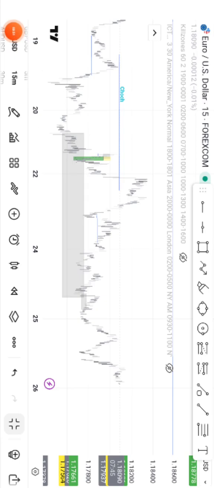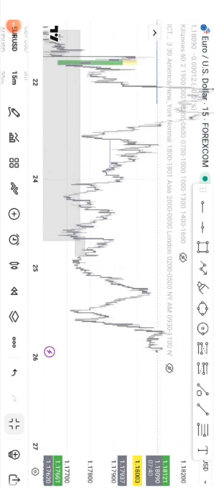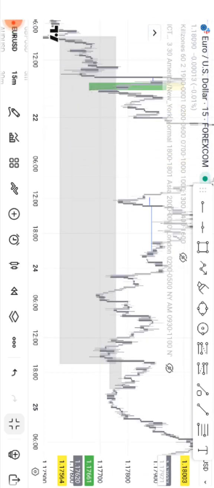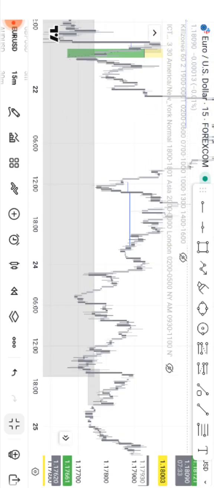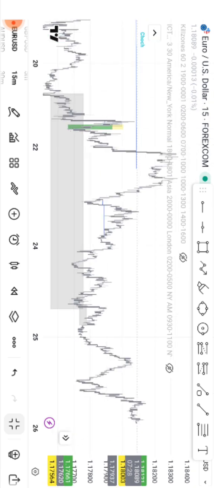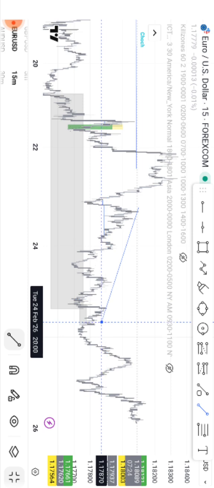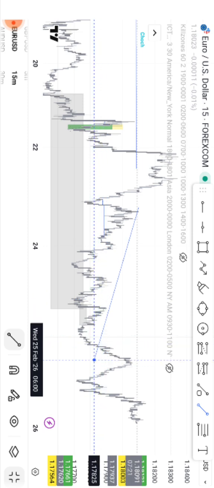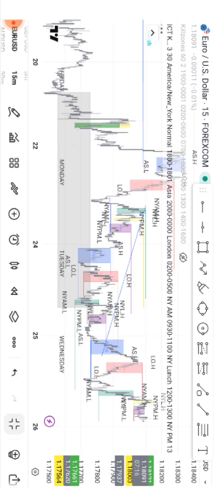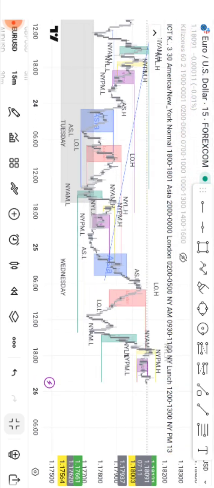The next thing I do is watch out for my liquidity sweep. Most people get confused about liquidity a lot because there's liquidity everywhere in the market. The ones I personally use are internal trend lines, session highs and lows, which is why this indicator is there.